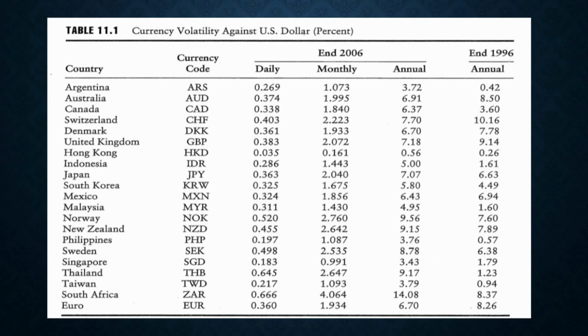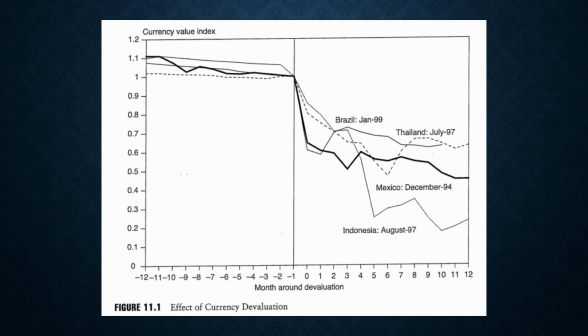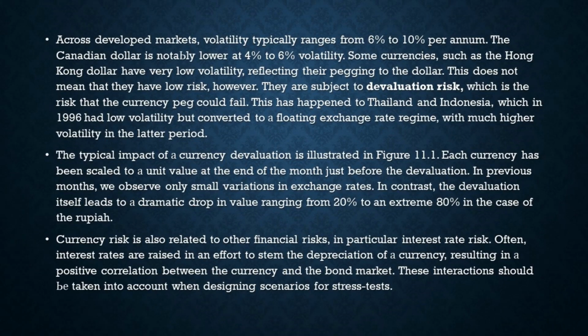Annual volatilities are obtained from monthly volatilities multiplied by the square root of 12. And we can see this in the table: countries, currency code, daily, monthly, annual standard deviation, and annual, and the differences between the two periods. And in the next picture we have the graphics which illustrate the situation.